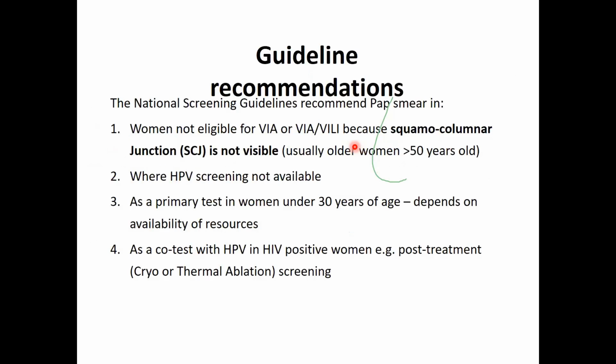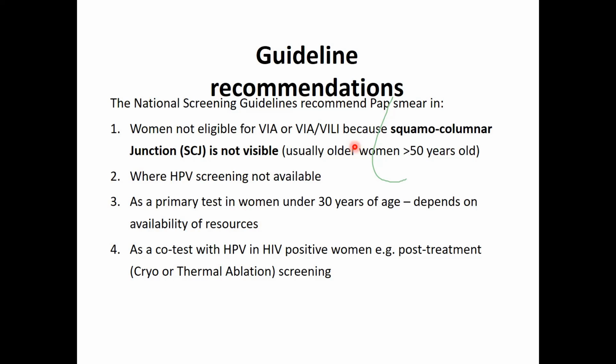So what are some of these guidelines that we need to know for pap smear? Women not eligible for VIA or VILI, because the squamocolumnar junction is not visible. That is the women we are talking about above 50 years. We need to take a pap smear. And when we have HPV positive or when we don't have it available, we need also to take a pap smear. Then we know that pap smear is supposed to be taken in women 30 years and above.